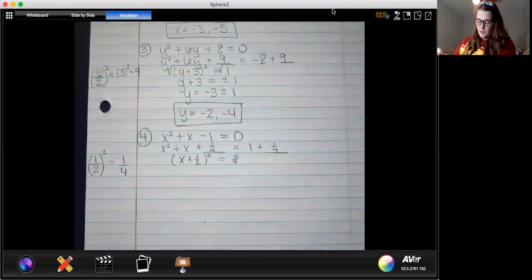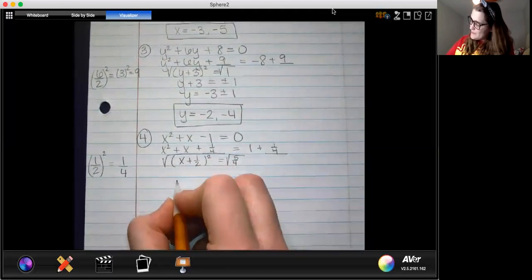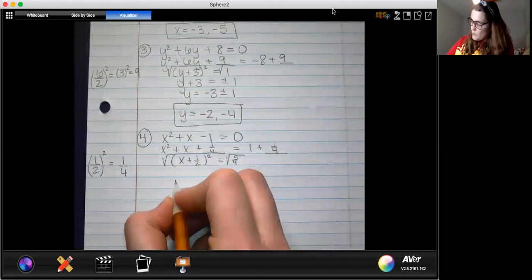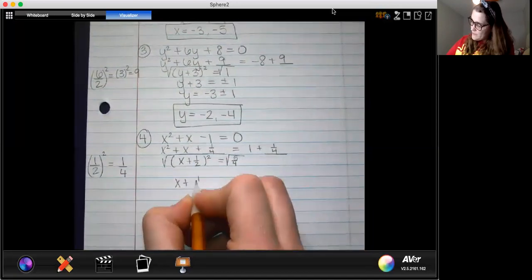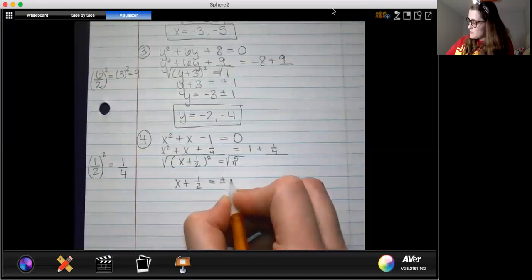And I'm sure at this point you're going, whoa, fractions, we're not doing it. But it's okay, it doesn't get too complicated. So we're going to take the square root of both sides. So I get x plus 1/2 equals plus or minus the square root.